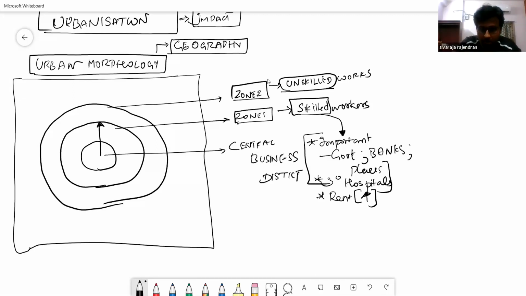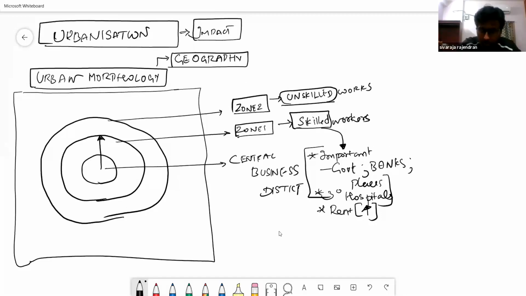For example, police officers, the police commissioner and all. Why this urban morphology? If you become an IPS officer, you will be given a zone. Let us assume you are a commissioner now. You should know the zones properly. You should know how the houses are distributed, and you will be able to understand the relevant crimes better.